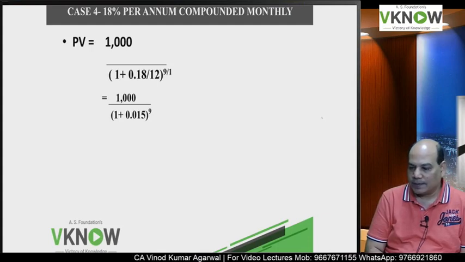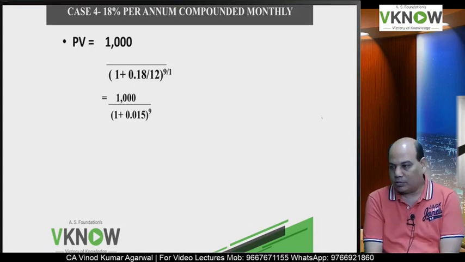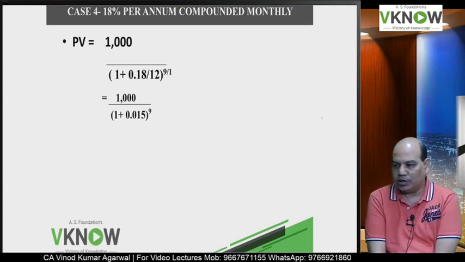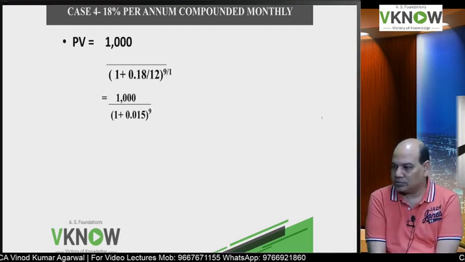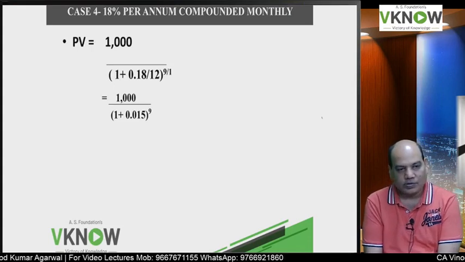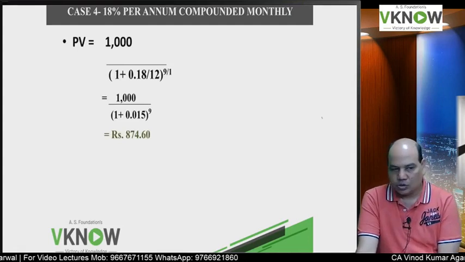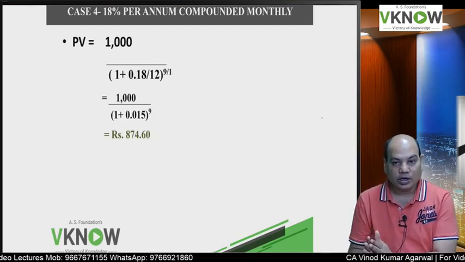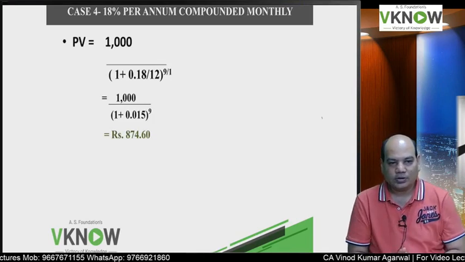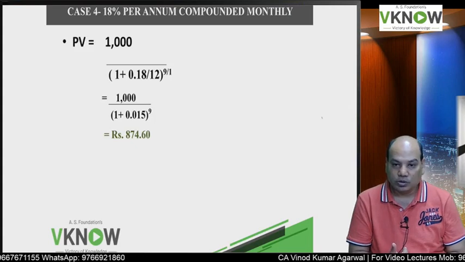1000 divided by 1.015 to the power 9. Type on your calculator 1000 divided by 1.015 equal to 9 times. Yes, what is the answer? Anybody please reply. 874.60. Very good. So I have solved a question where they can ask you in months also. How to deal with that I have told you. This question you will not find in the publication of the institute, but if they ask in the exam, you should be able to solve it.